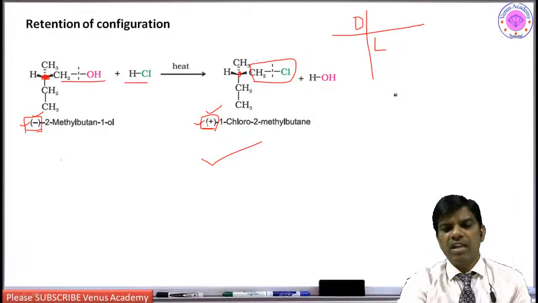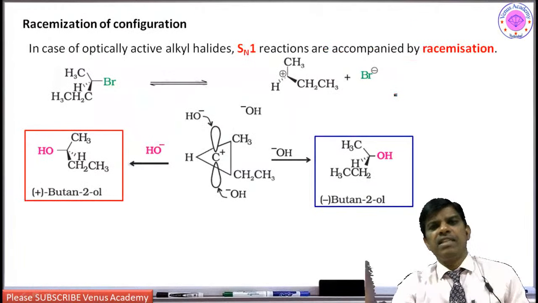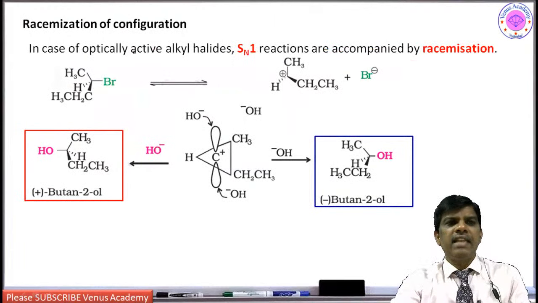Anyhow, that I will explain. I have explained it in a different video. Please go through that. So chiral inversion is taking place in SN2, whereas racemisation, yes students.